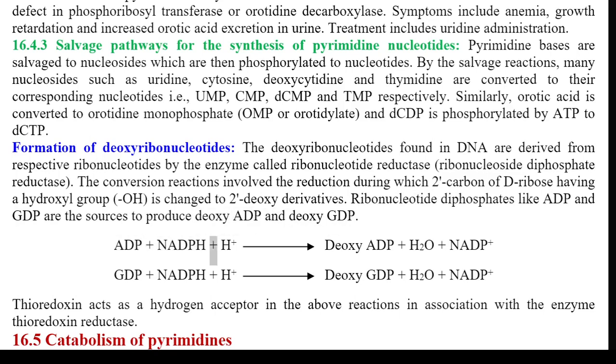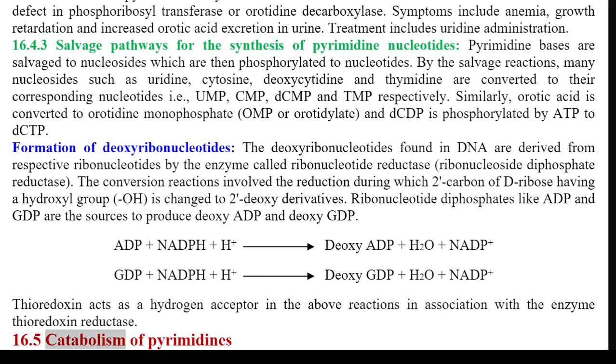ADP plus NADPH plus H+ gives deoxy-ADP plus H2O plus NADP+. GDP plus NADPH plus H+ gives deoxy-GDP plus H2O plus NADP+. Thioredoxin acts as a hydrogen acceptor in the above reactions in association with the enzyme thioredoxin reductase.